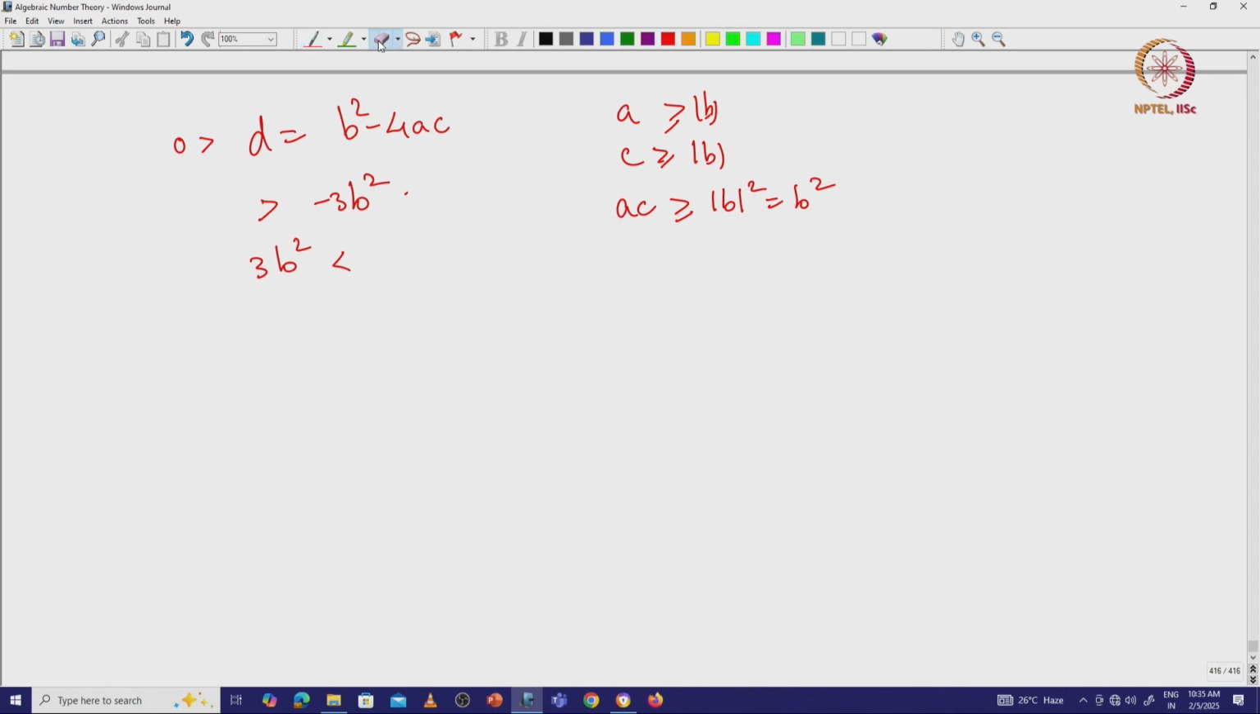Sorry, if instead of subtracting AC you subtract a smaller quantity which is B squared, then you will get something which is bigger. So 3B squared is less than minus D, which is bigger than 0. So B squared is less than minus D by 3, and so there are only finitely many possibilities for B.